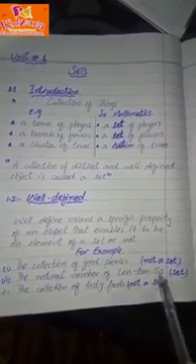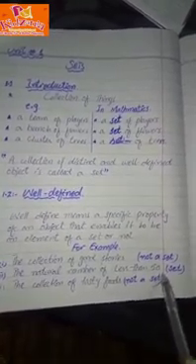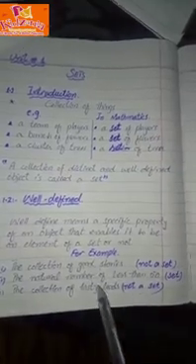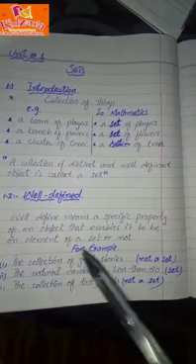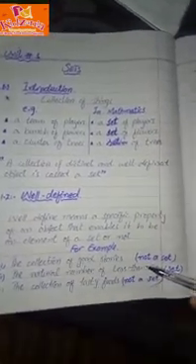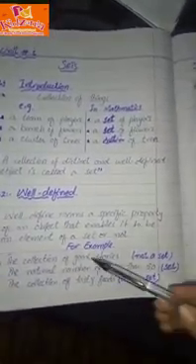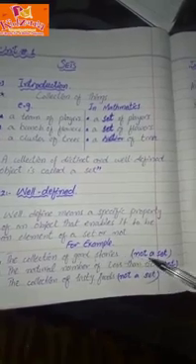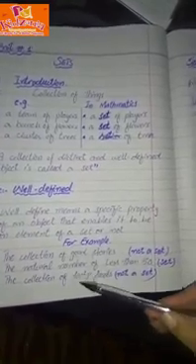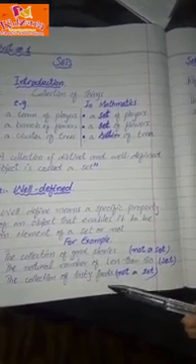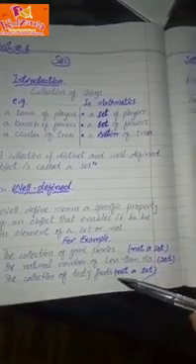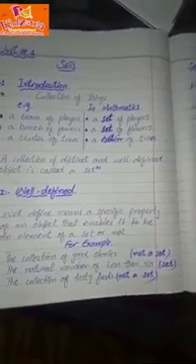The natural numbers less than 50, this is well defined because we know the numbers less than 50, which are 1 to 49. This is well defined, so this is called a set. This is not well defined, so this is called not a set. And a collection of tasty food is also not well defined, so this is called not a set.